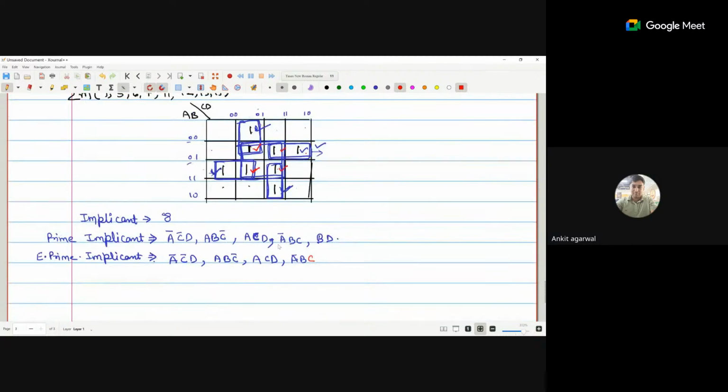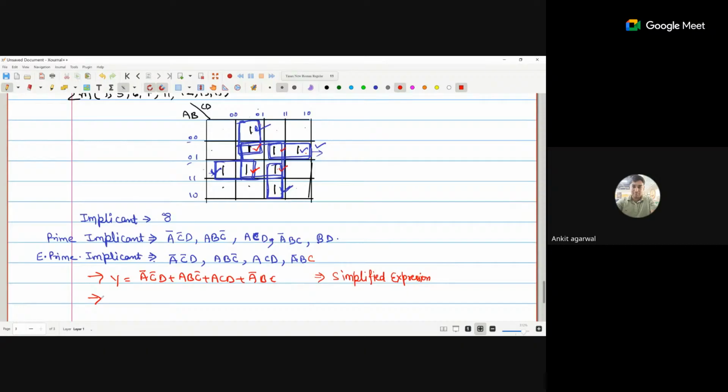And the final expression is A bar C bar D plus A B C bar plus A C D plus A bar B C, because this group of four is not required. All ones are already covered in other groups, so this particular group is not required. So this is the simplified expression.